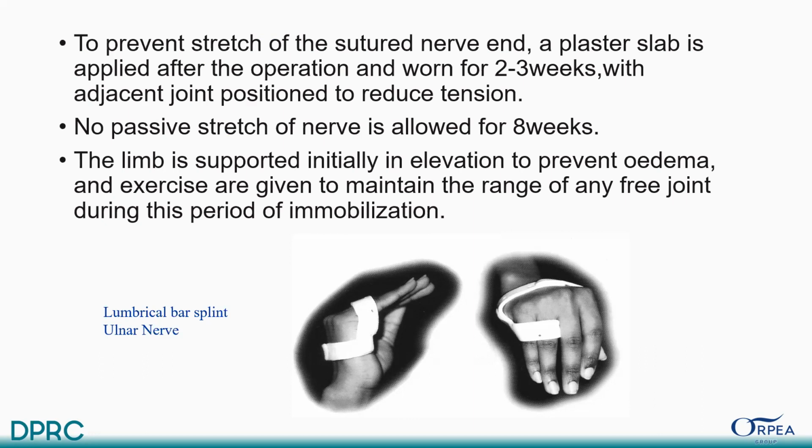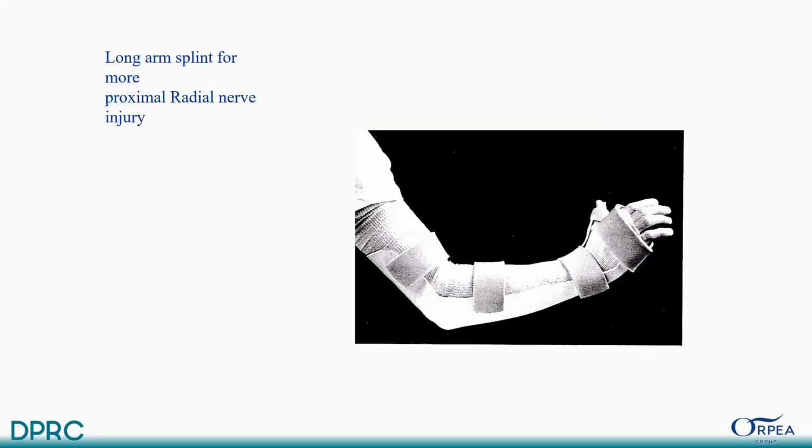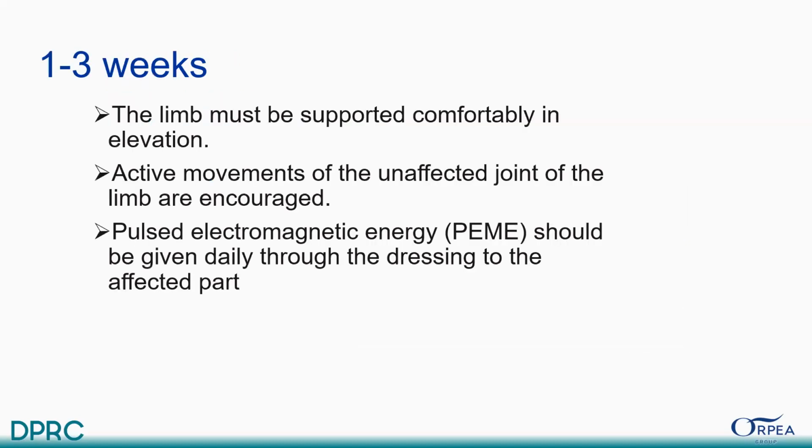For example, a lumbrical bar splint in case of ulnar nerve injury keeps the metacarpophalangeal joint in flexion and the interphalangeal joint in extension. Dynamic splint for ulnar nerve injury. There is another picture showing a short arm opponens splint for median nerve injury. This is a long arm splint for more proximal radial nerve injury.